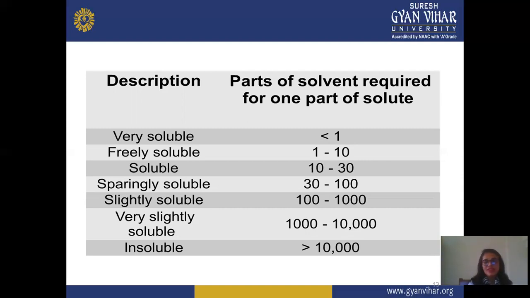If your drug is very soluble, freely soluble, or soluble, then it should be less than 1 to 30 parts. But if it is insoluble, then it is more than 10,000 parts. So these are the readings, the specific standard readings according to certain pharmacopoeias.